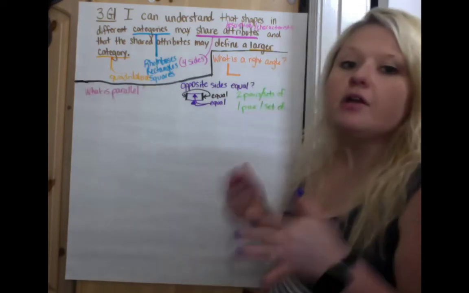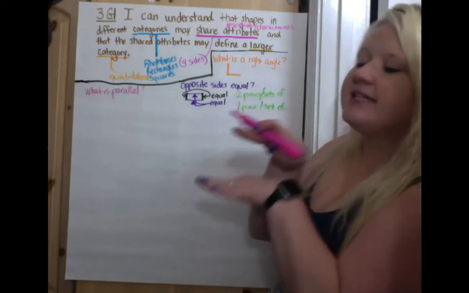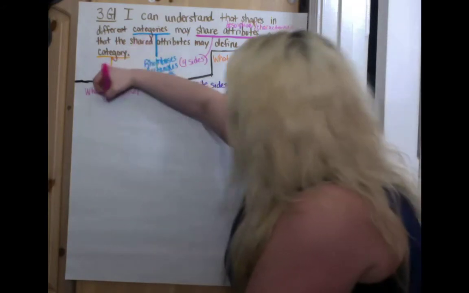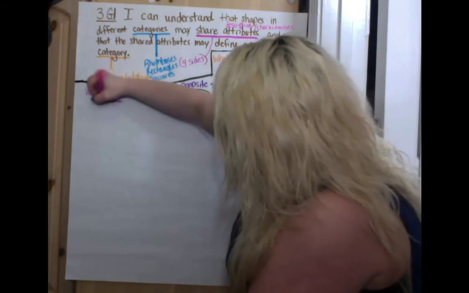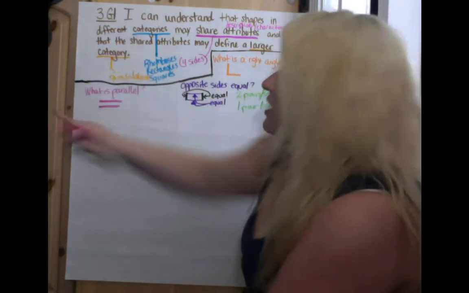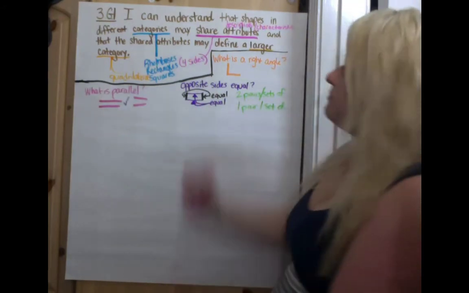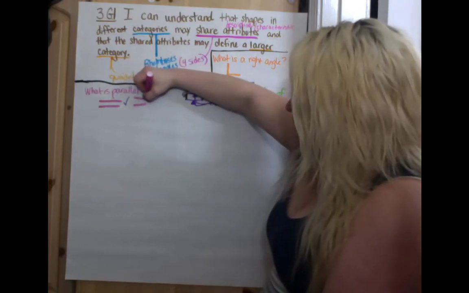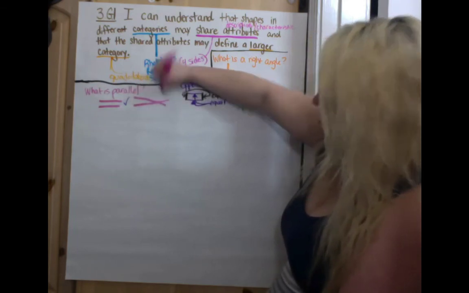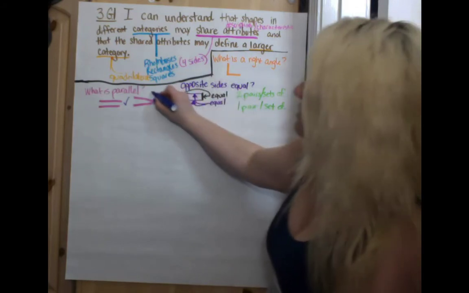What is parallel? Well, parallel is when two lines are going at the same rate and they're never going to touch. So if I have these two lines, they're going this way, they're never going to touch. These two lines, you see how they're curved a little bit? Well, that's because eventually they're going to cross paths. So that would be an example of something that's not parallel.